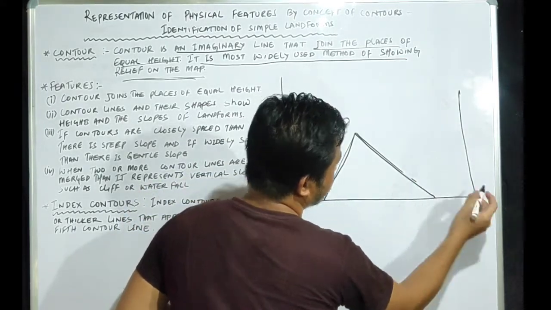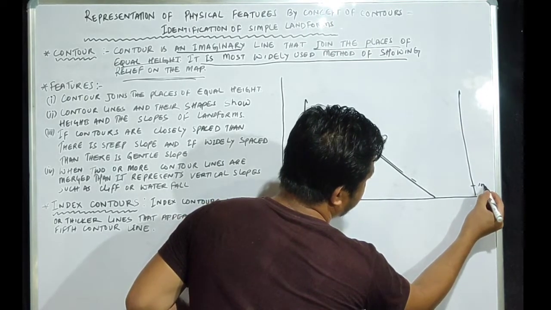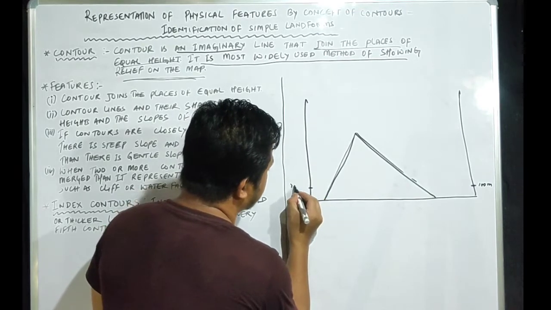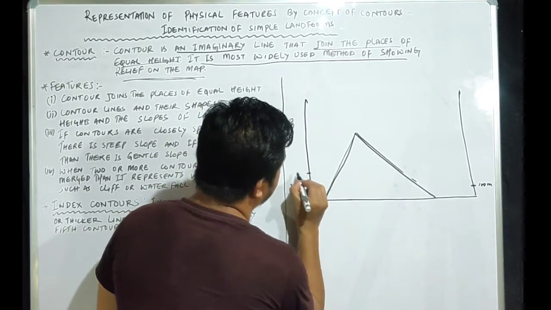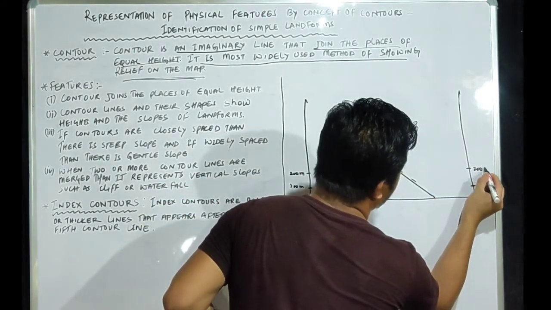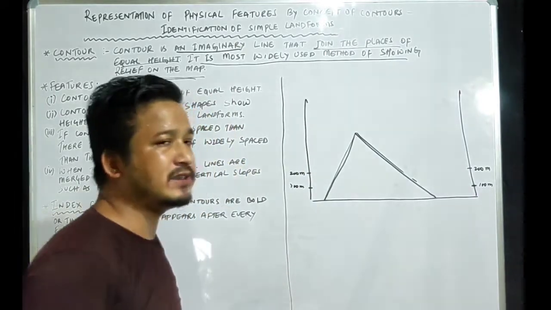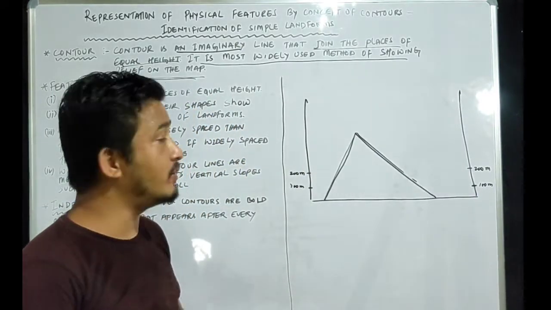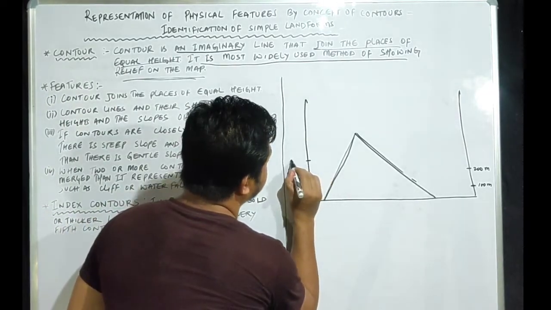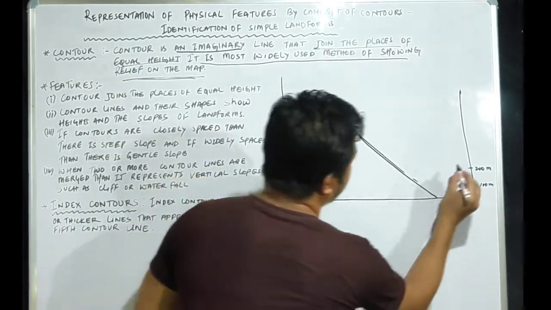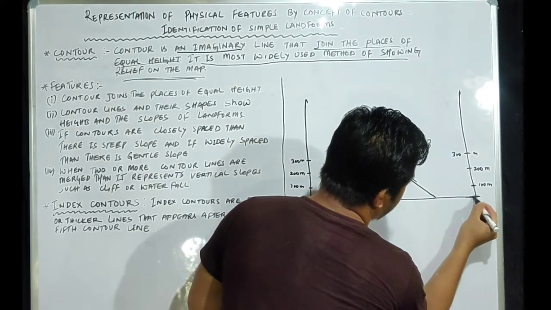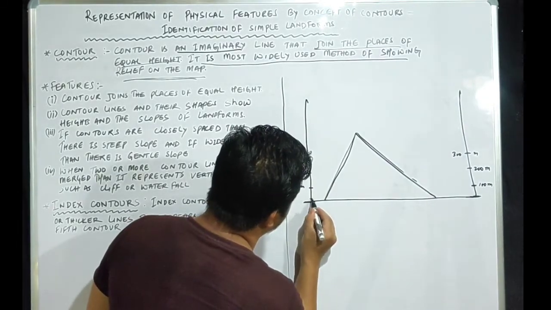Now this is 100 meter. This height is 100 meter above the sea level. Here also this is 100 meter above the sea level. Similarly, here we have 200 meter above the sea level, and here also 200 meter above the sea level. This concept is very important, so you have to watch the full video. Then your concept will be very clear. Then here we have 300 meter above the sea level, and this is 300 meter above the sea level. So this is the sea level, or you can say mean sea level.